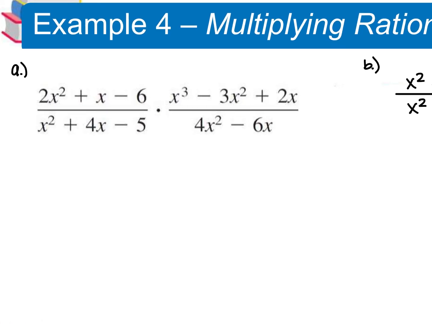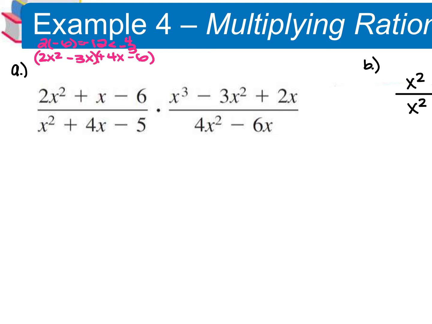So the first numerator that you have there, you have an a that's something other than 1, so you're going to multiply your a and your c. 2 times negative 6 is negative 12. Your factors of negative 12 that add up to be positive 1 are negative 3 and positive 4. So that gets rewritten as 2x squared minus 3x plus 4x minus 6.